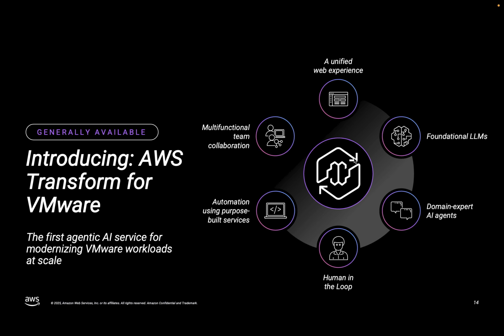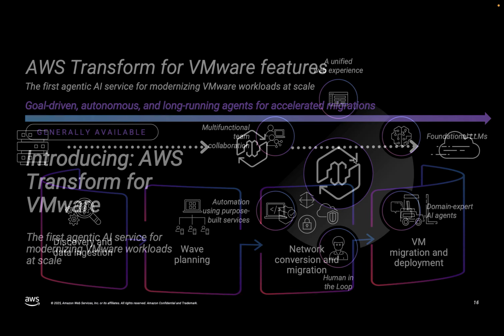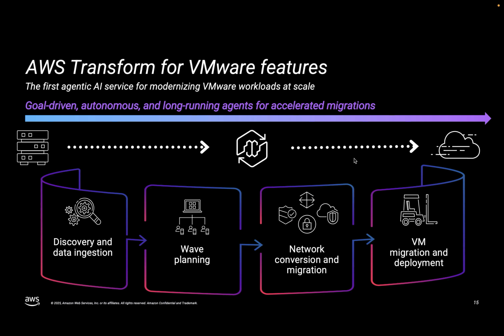So automation using purpose-built services, and you can collaborate within multiple teams. So multifunctional team collaboration is built into this Transform service. So how does it look? Discovery and data ingestion happens, right, with the agents. Then it does the wave planning. Wave planning is, hey, what has to be moved to AWS first, right? And then network conversion and migration, and VMware migration and deployment. So it does that for you.